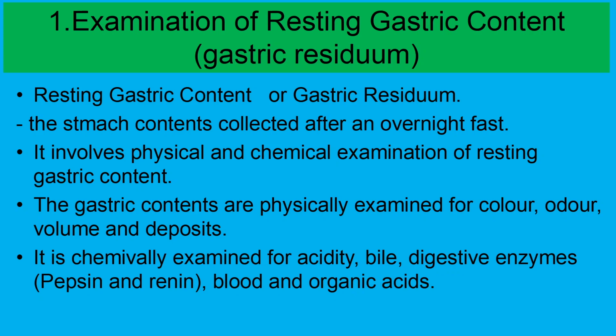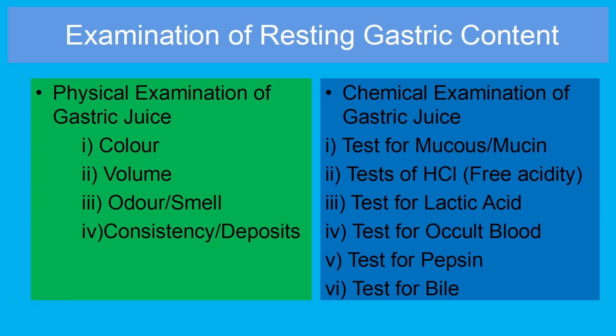Okay, physical examination means we have to check for the color, odor, volume, and whether any deposits are present, or the consistency of the gastric juice. Chemical examination means we have to examine the acidity, bile, digestive enzymes like pepsin and rennin, blood and organic acids. So chemical examination means we have to analyze certain qualitative tests.